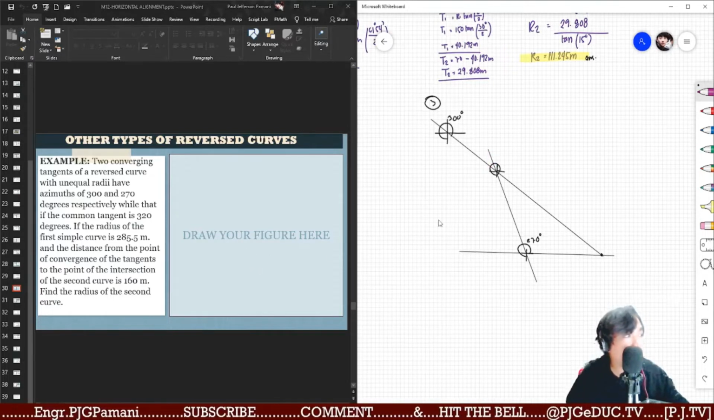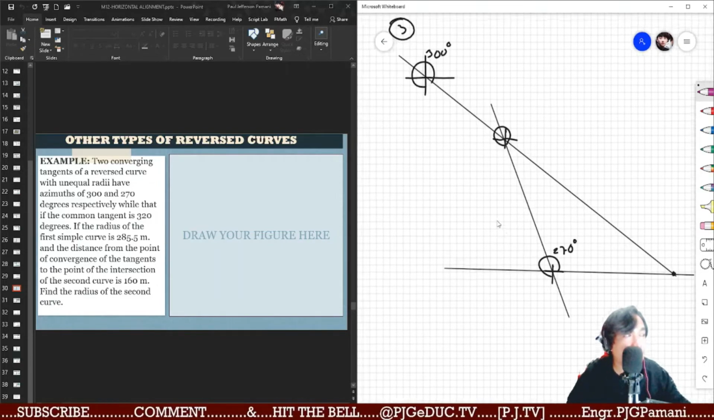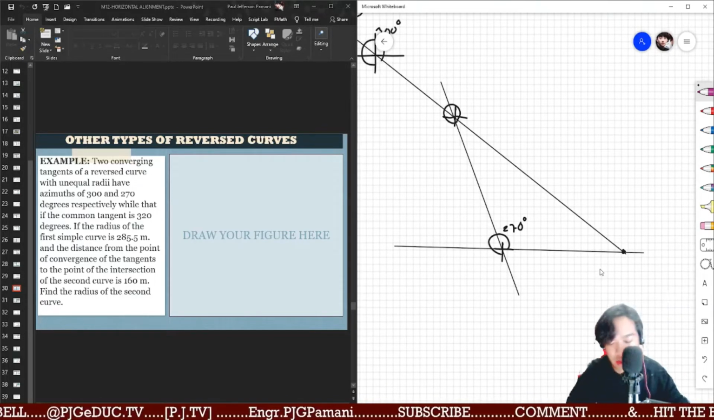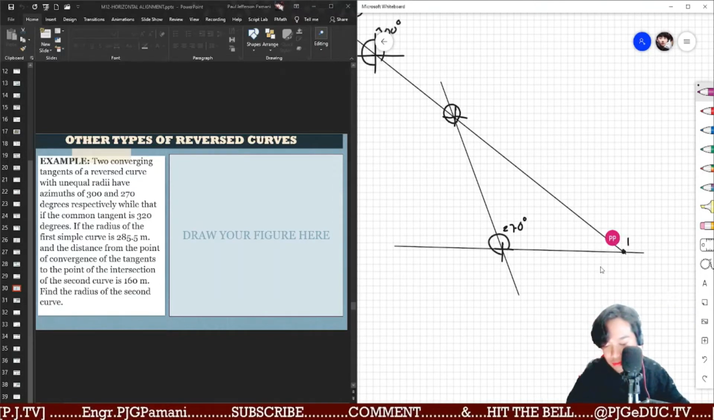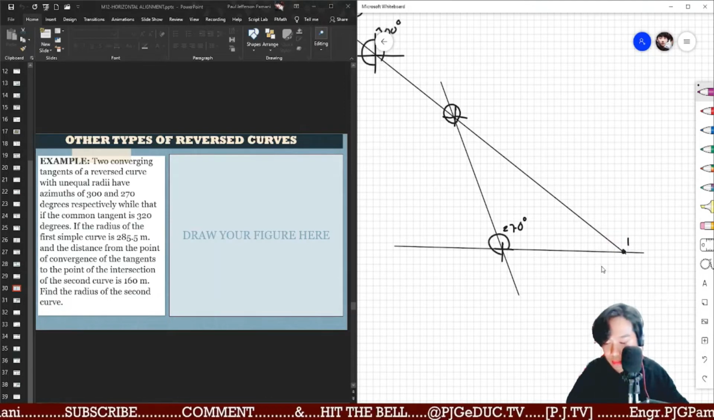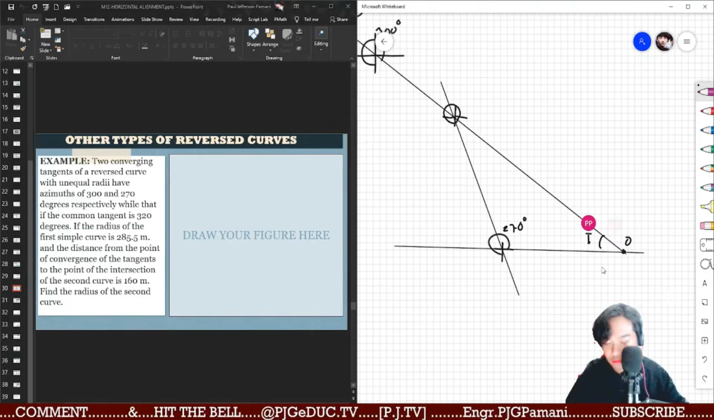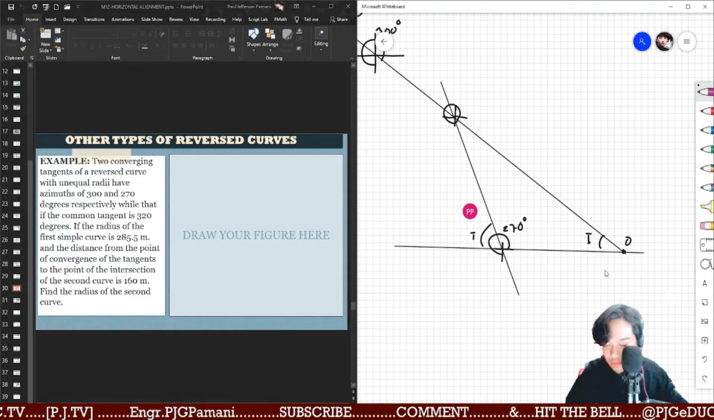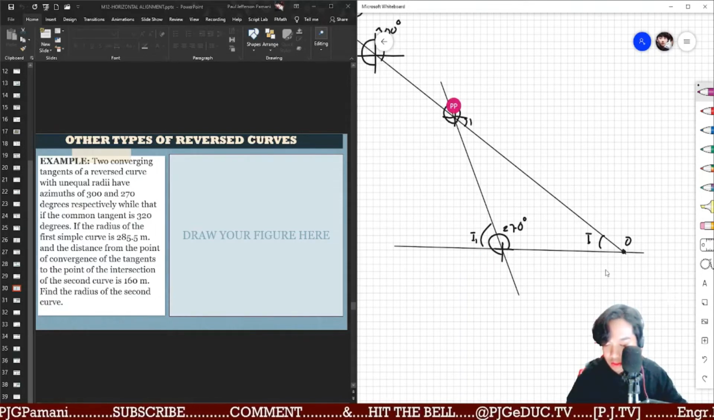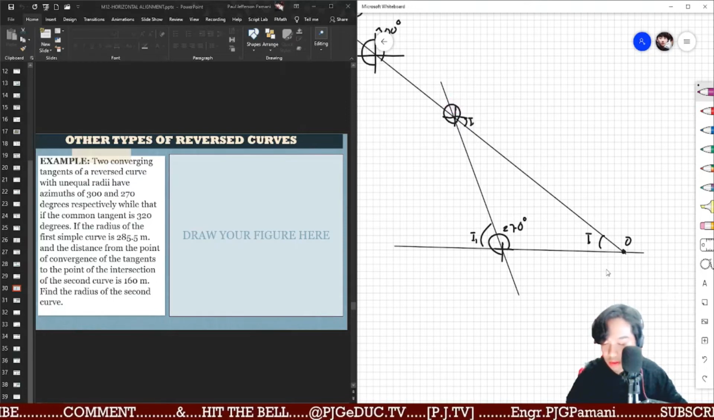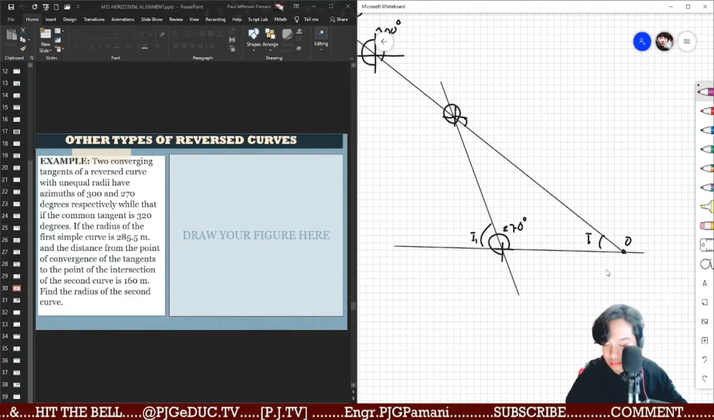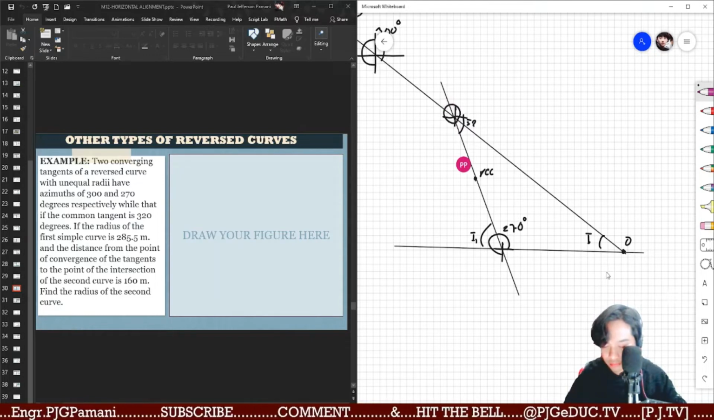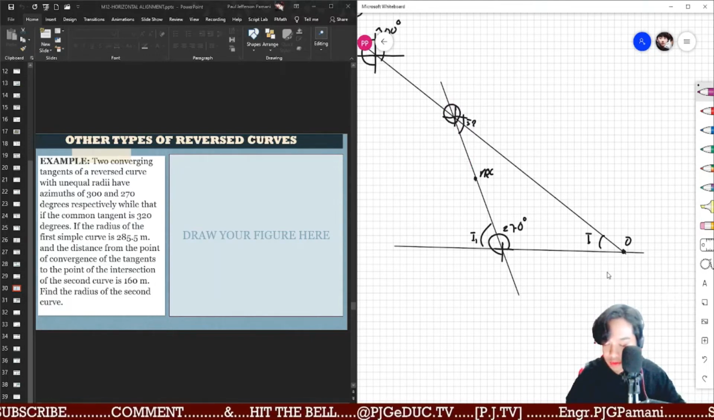Okay? Ngayon, ito na yung sinasabi nating convergence. The convergence of the back tangent with the forward tangent. And this will serve as their point of intersection. Gawin na lang natin point O. Then, the angle of their intersection, these are I1 and this is our I2. And point of reverse curve, say that is your PC.